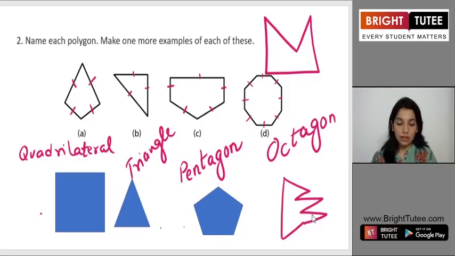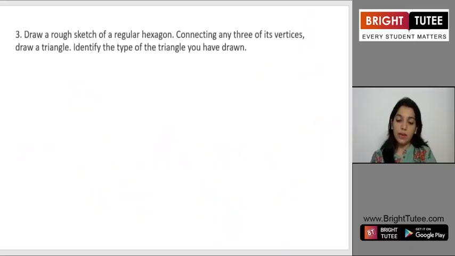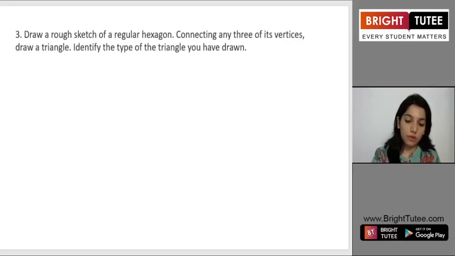It was simple. Now moving ahead, here we need to draw a rough sketch of a regular hexagon and, connecting any three of its vertices, draw a triangle. Identify the type of triangle you have drawn. Okay, so first of all, let me bring a regular hexagon in here.